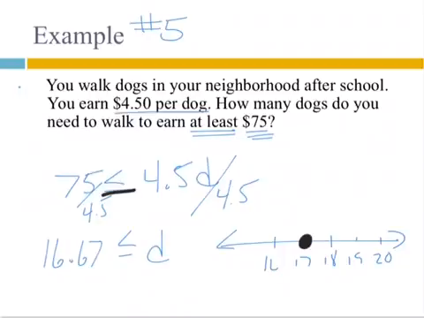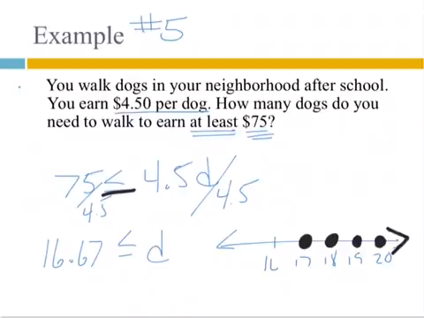D has to be greater than or equal to 16.67. 16.7 has to be less than or equal to D. Well, we're talking dogs. They have to be whole dogs. So your answer can be 17, 18, 19, 20, and then we'll shade this arrow to exhibit that it goes on.